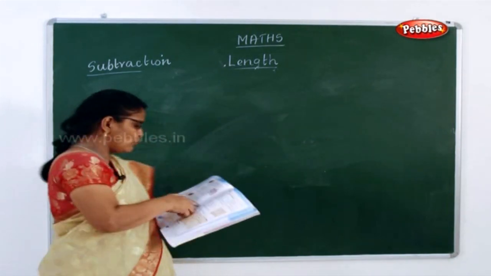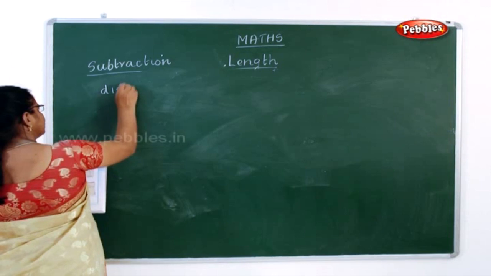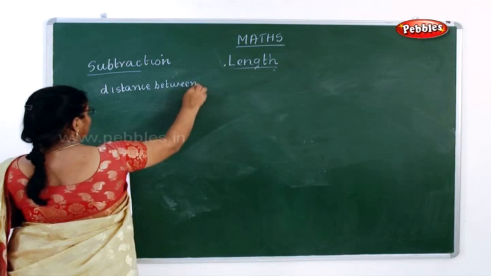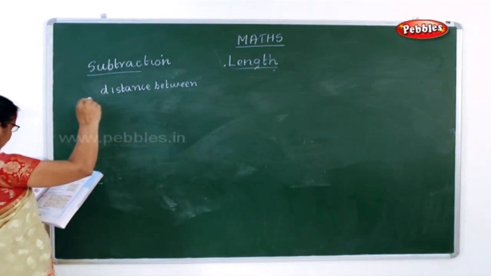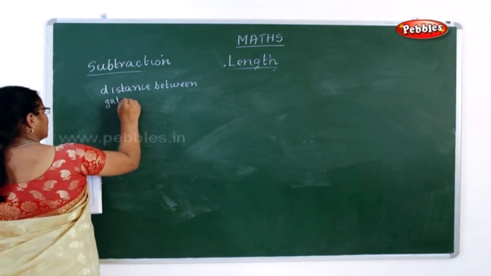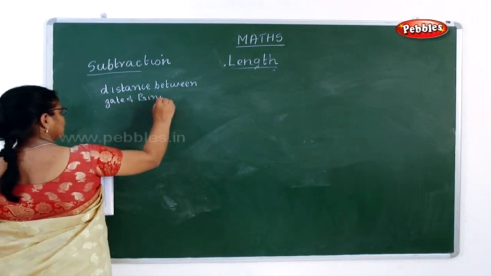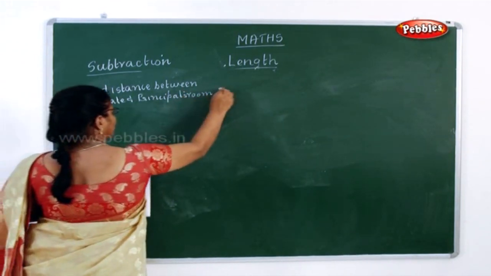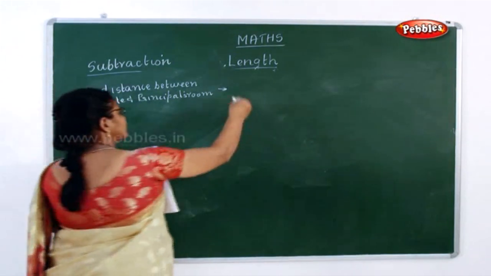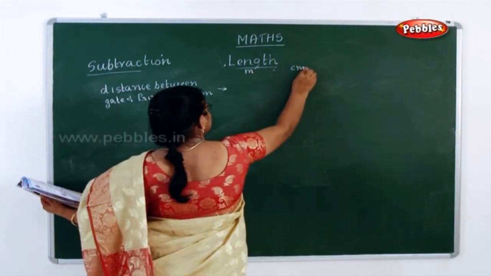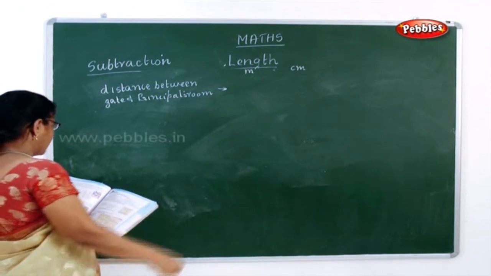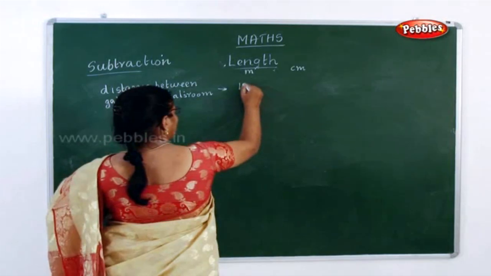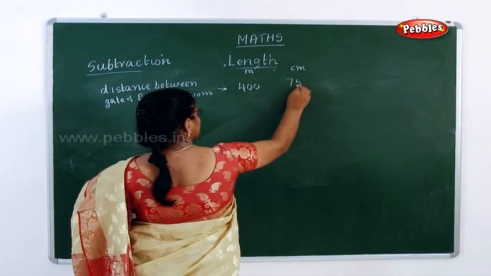So what is it given? 400. So first thing, what is it given? Distance between, immediately you have to write, because I told you statement sums means you have to write like this. Distance between gate and principal's room. Now what will you write here? Because it is given in meter and centimeter. It is first the distance between the gate and the principal's room, it is 400 meter and 75 centimeter.